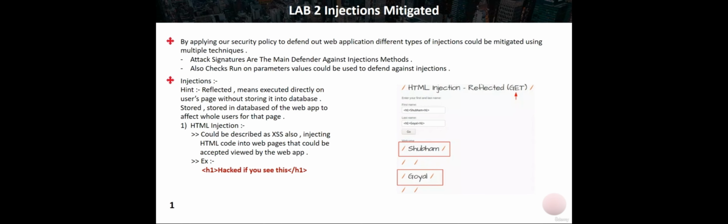Firstly, we have HTML injection. It could be described as cross-site scripting also, because the attacker will try to inject HTML code into web pages. This code could be executed on the client side or the back end side. Information could be leaked once the attacker enters this HTML code, because any information that you see on any web application is HTML code. So if the web application is vulnerable to this injection, after the attacker writes some HTML code inside any form and it gets executed, information could be leaked, as you see here in this screenshot. You can enter some headers, some paragraphs, and they get executed.